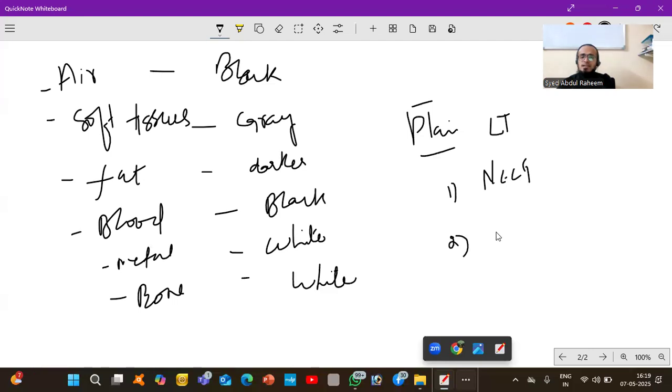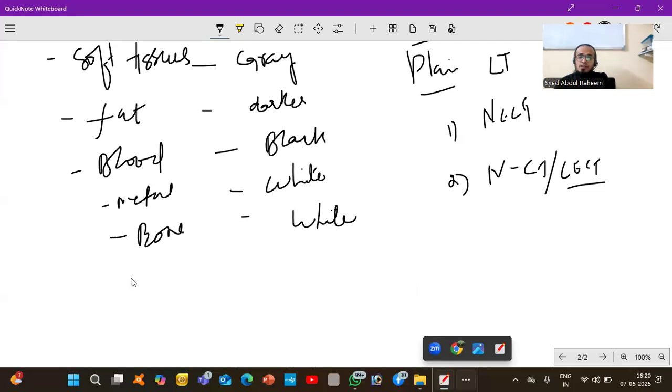Another type of scan is IVCT, or IV contrast CT, also called CECT, contrast-enhanced CT, which means one injection will be injected through the veins. It will go to the area, and when doing the scan of that area, you will get a clear picture whether there is any problem or not. Whenever IV contrast is given, you will get white color only.